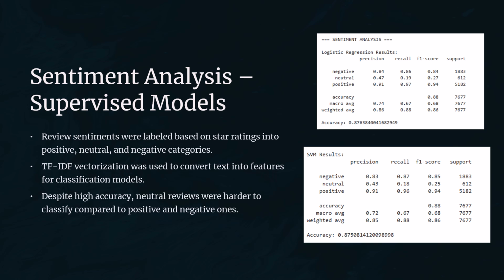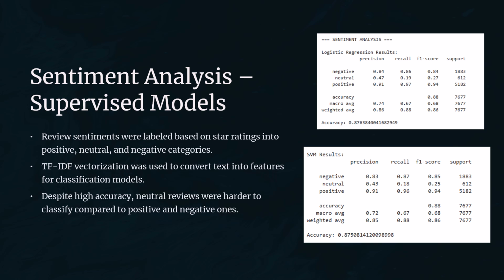We tried two classification models, logistic regression and support vector machines, that is SVM. Both gave us strong performance with an overall accuracy of around 88%. In both models, the positive class was the easiest to classify. You can see high precision and recall above 90%.